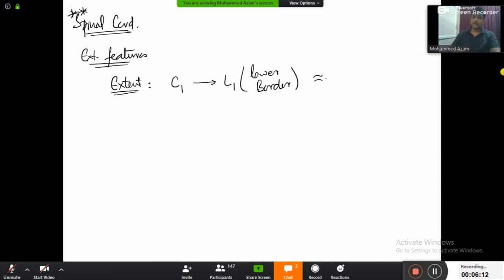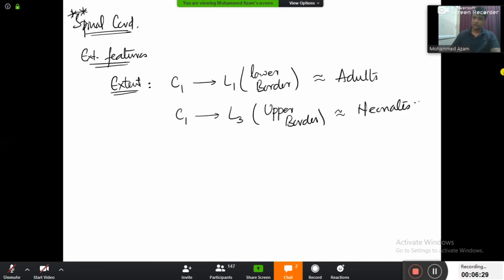And once you are done with this extent here, this is actually the extent in the adults. Now similarly, in the recent exam, they have asked in neonates C1 to L3, up to the upper border of L3, and this will be the extent of the spinal cord in neonates. So first you got to learn the extent, guys. Extent has been asked many times in the exams. So C1 to L1 in adults and C1 to L3 in the neonates.